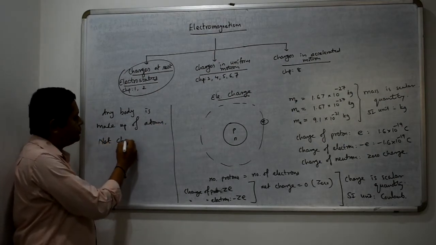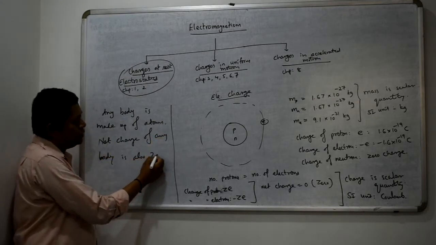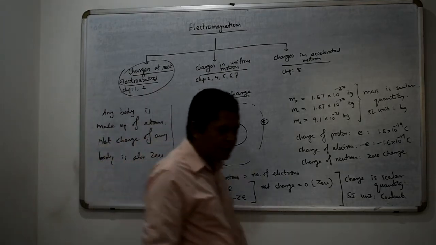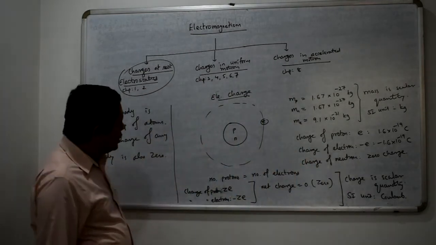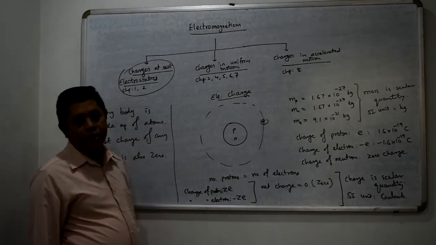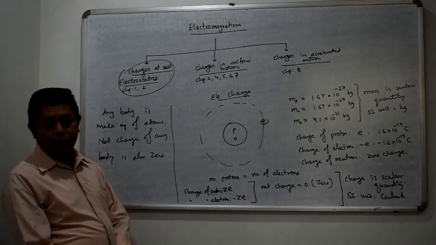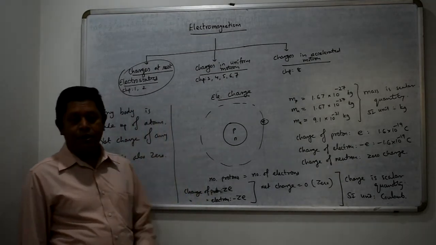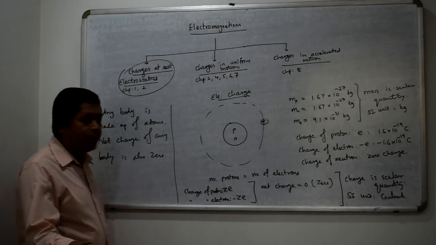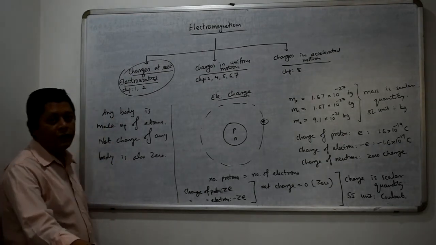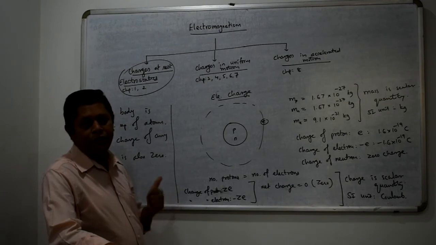The net charge of any body is also zero. Whatever be the size of that body, smaller or bigger, the net charge of the body is always zero. Now, because the net charge is zero, we cannot see the electrostatic forces acting between two bodies in nature. In 11th standard you studied that the electric force is 10 raised to 36 times stronger than the gravitational force. But still, we are not able to see the effect of this electric force. The reason is that all the bodies are electrically neutral. And if the body is electrically neutral, then you will not see the effect of electric force.